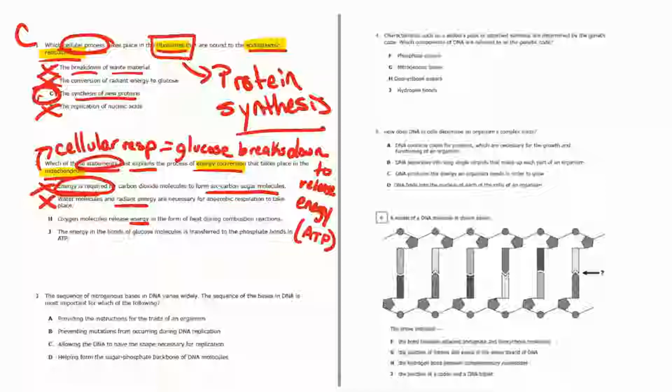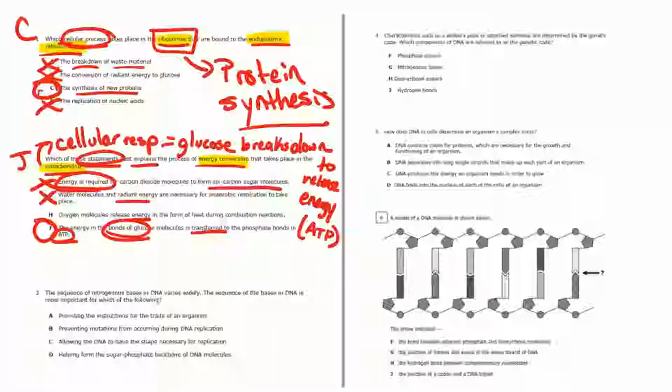The energy in the bonds of glucose, okay, we're mentioning glucose, is transferred to the phosphate bonds in ATP. Yes, that's exactly what we're talking about. We're saying that we're breaking down glucose, and all of that energy that was found in the bonds of glucose, when we broke them down, the energy had to go somewhere. So we ended up moving that energy into ATP. So that's why we're saying that we're releasing energy in the form of ATP. So yes, that is correct. J.